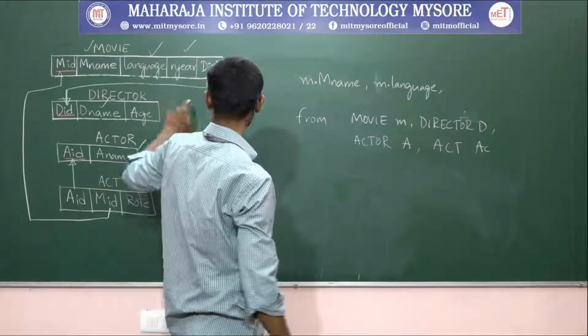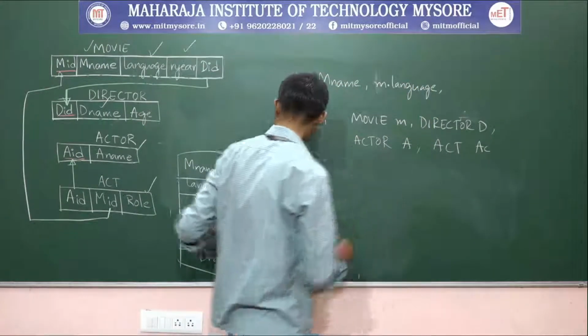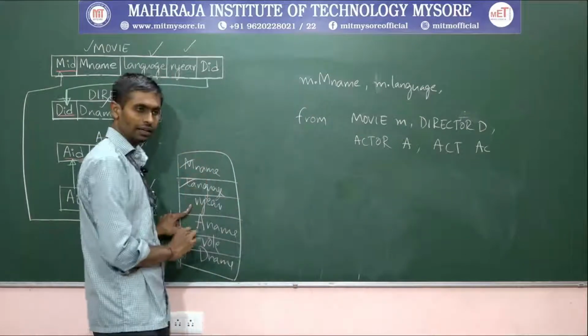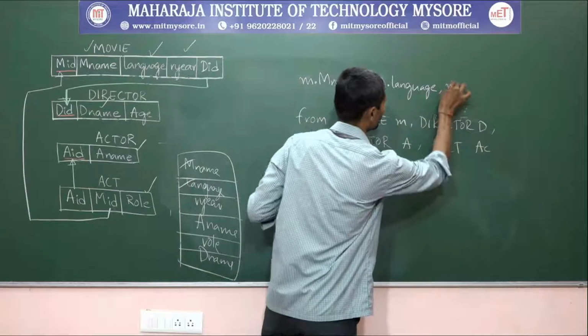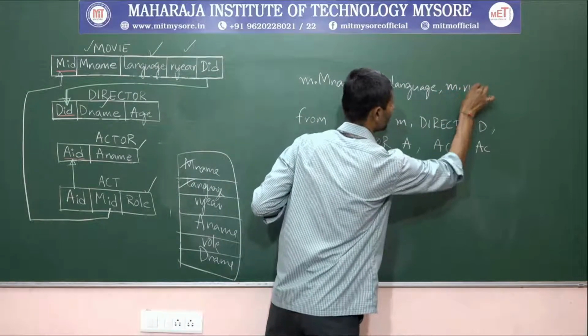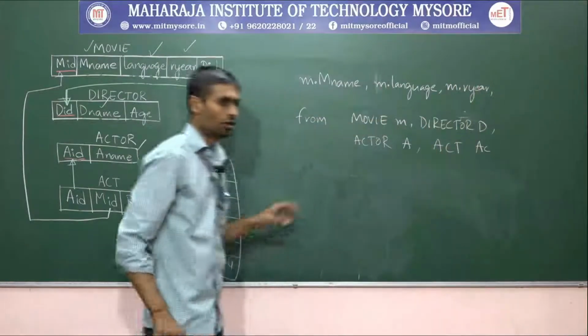Fine. Then after this, I want release year, because these two are over. Release year is also obtained from movie. Movie means M, so M dot release year. Fine. What else do I want?